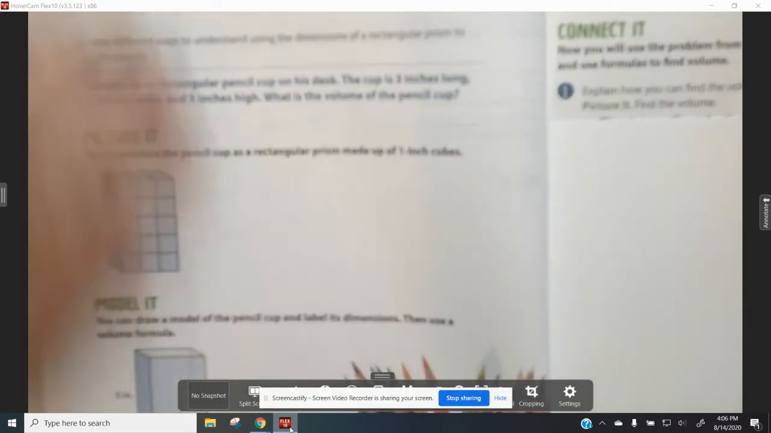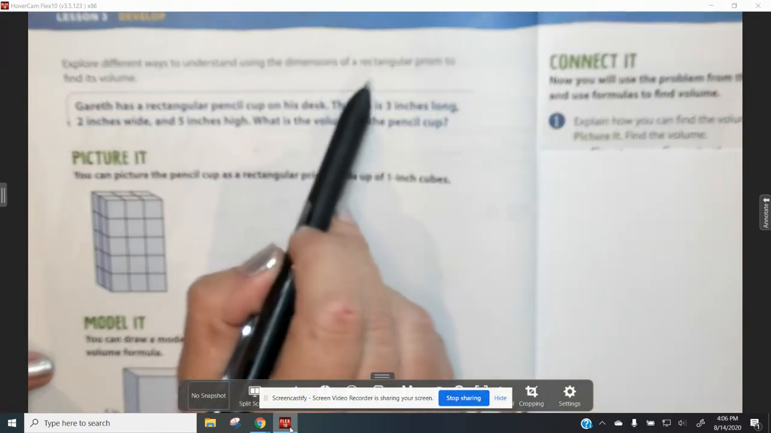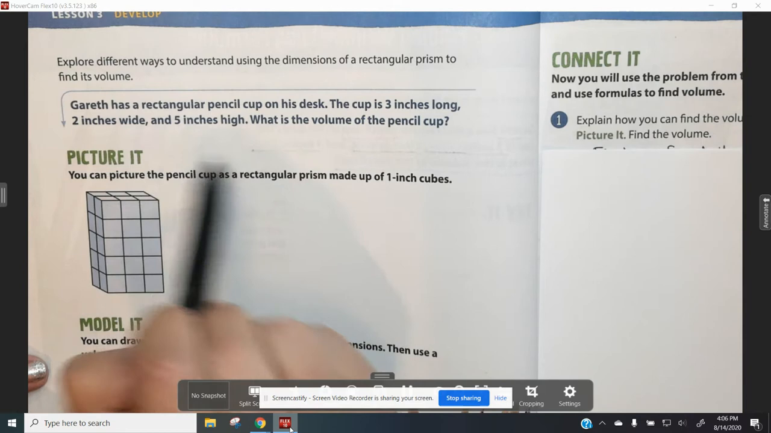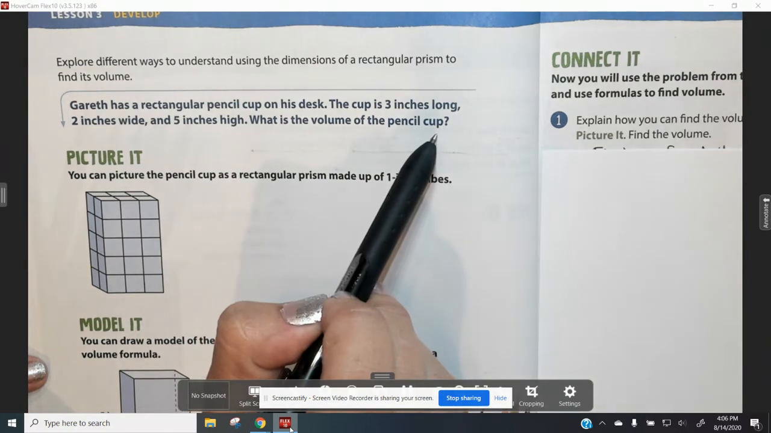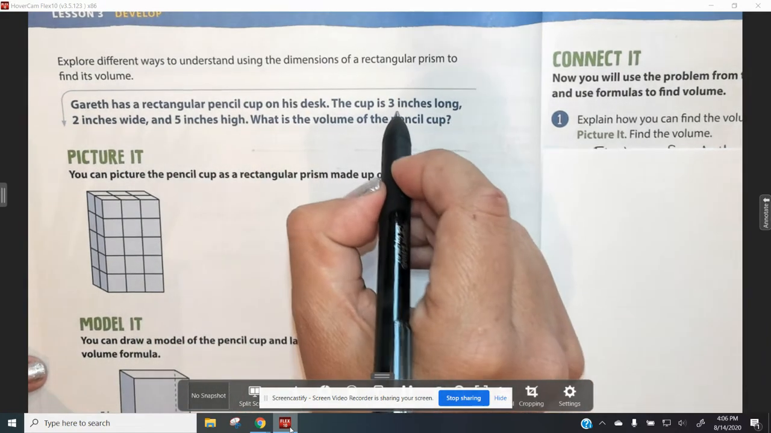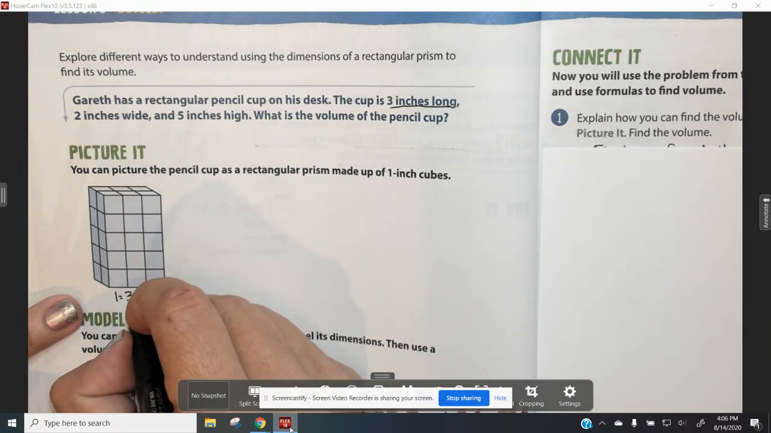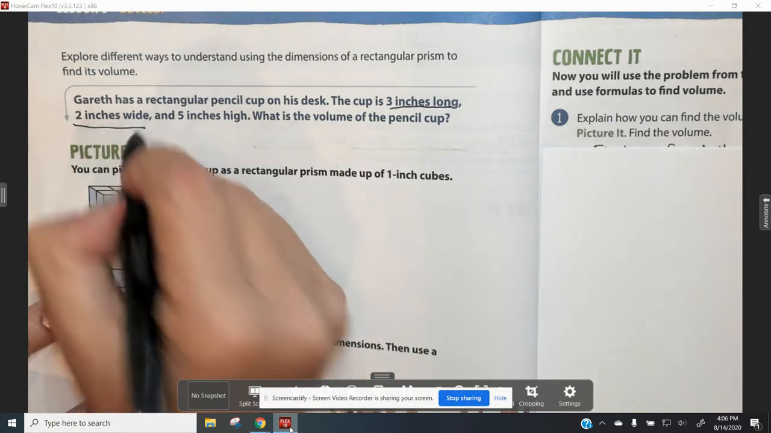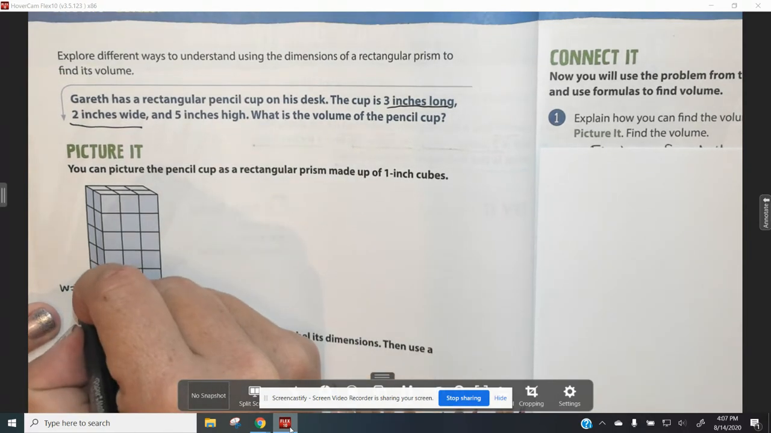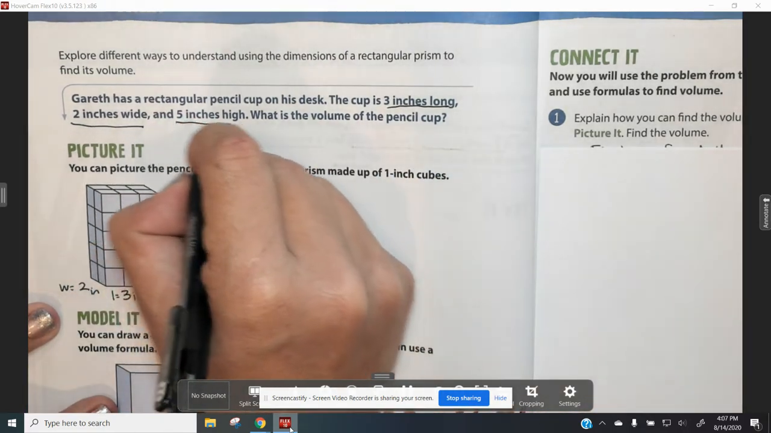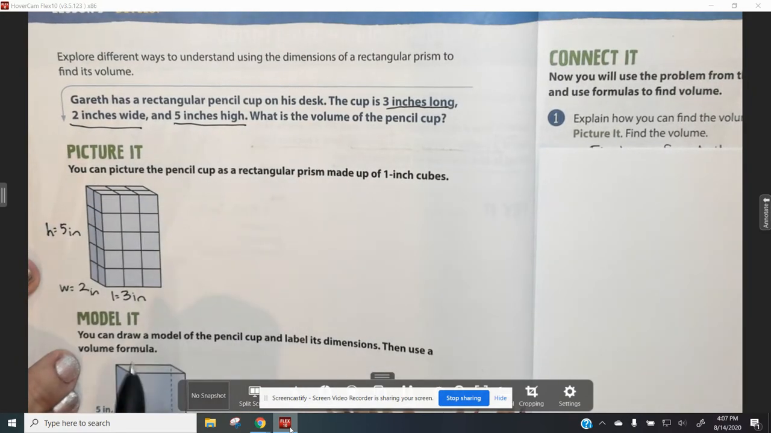So, there are different ways that we can understand using the dimensions of the rectangular prism to find its volume. This is the same problem that we just read. Remember, we have Gareth's pencil cup. We're trying to find the volume of the pencil cup, and we know it is 3 inches long. So let's put our length equals 3 inches. It's 2 inches wide, so our width is equal to 2 inches. And then it is 5 inches high. So let's put our height is equal to 5 inches.